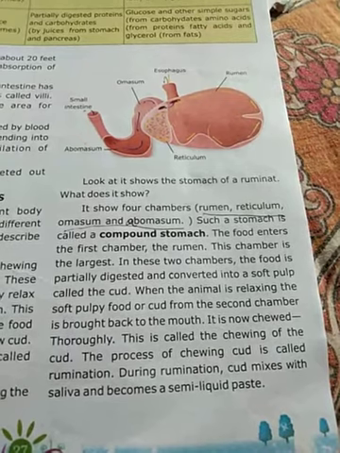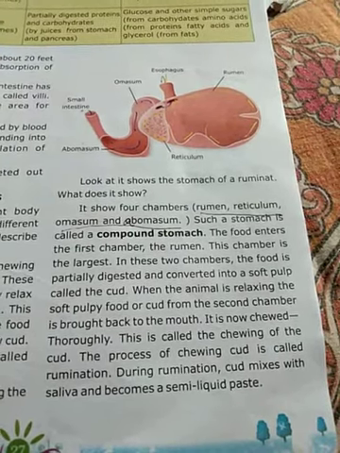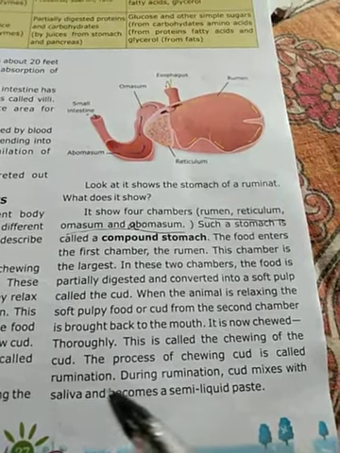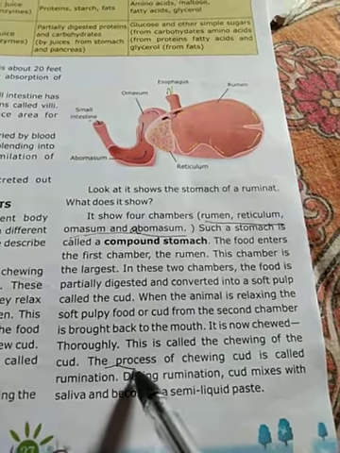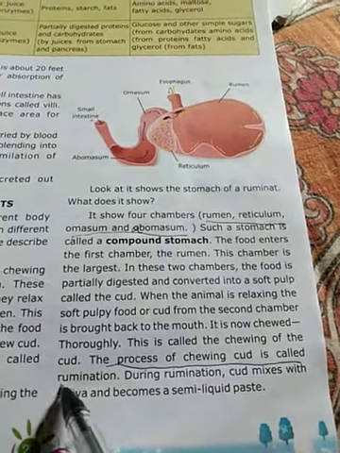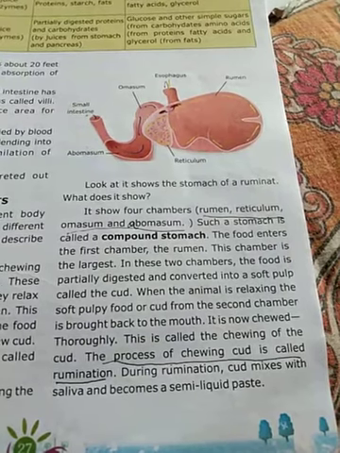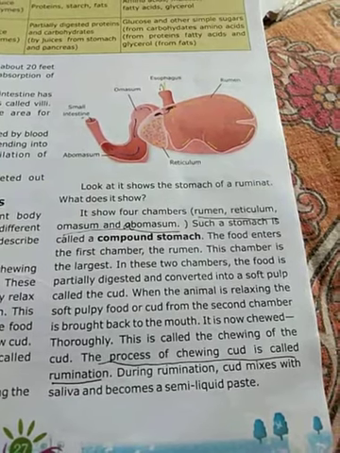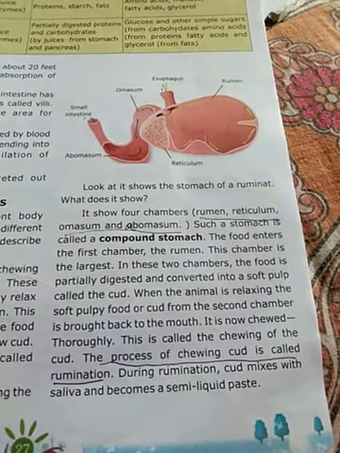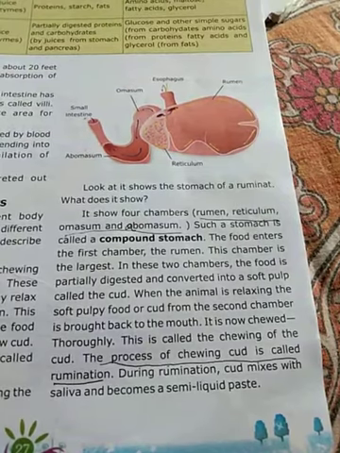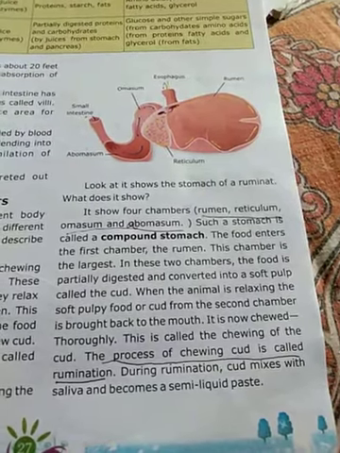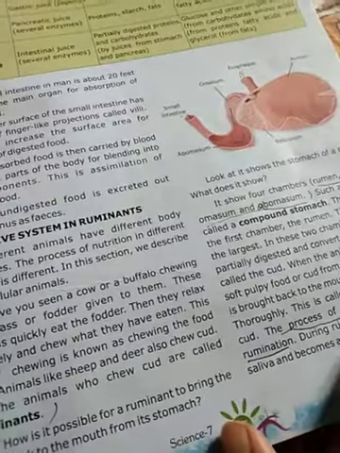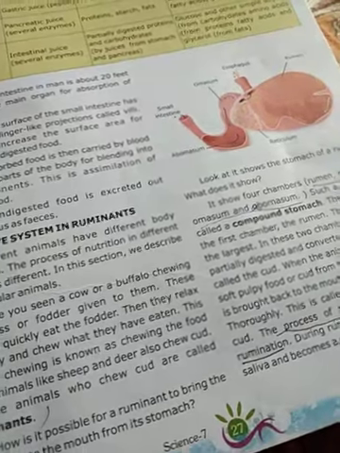It is now chewed thoroughly. It is called the chewing of the cud. The process of chewing cud is called rumination. During rumination, cud mixes with saliva and becomes a semi-liquid paste. Semi-liquid means neither solid nor liquid. That state is called semi-liquid.